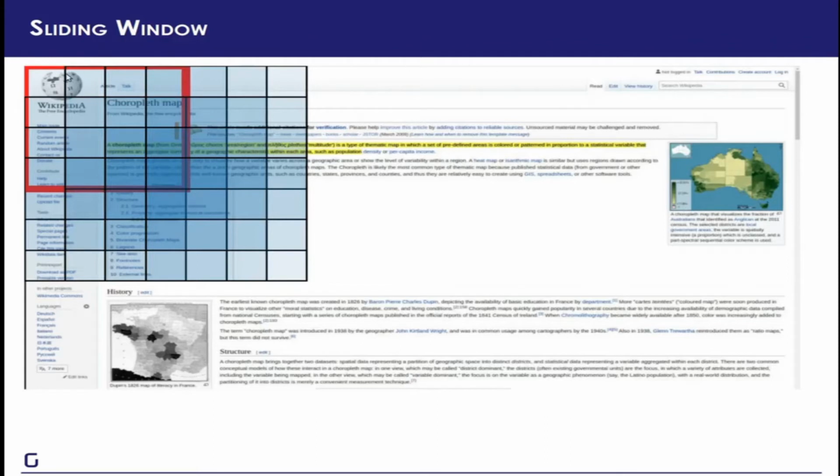We start by making this red square the top left of the page, and we move it to the right step by step until it reaches the right edge of the page, and then we move it a step down and then again move it right, just like a typewriter, until each box has covered the whole page. Now we repeat this process until the entire page is divided into overlapping squares.